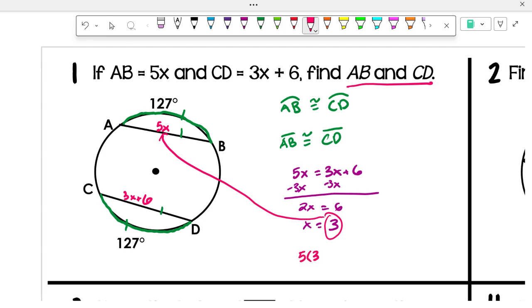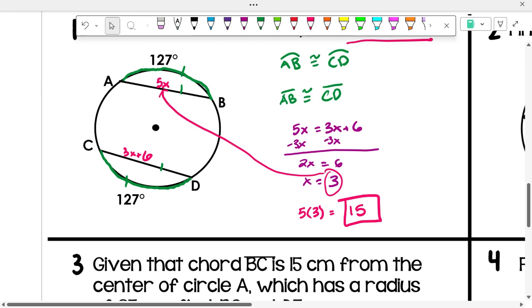5 times 3 is 15. So 15 is the length of AB and CD. If you want to check for CD, 3 times 3 is 9 plus 6 is 15, so it still works. So guys, if this was on your test, please make sure that you answer the question fully. Sometimes solving for x is just the first step.